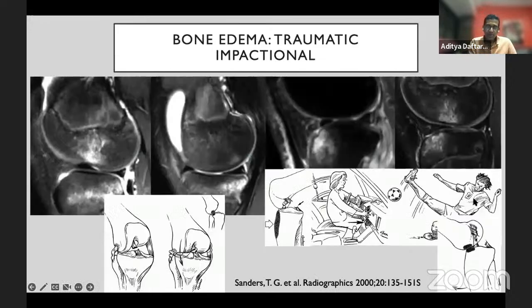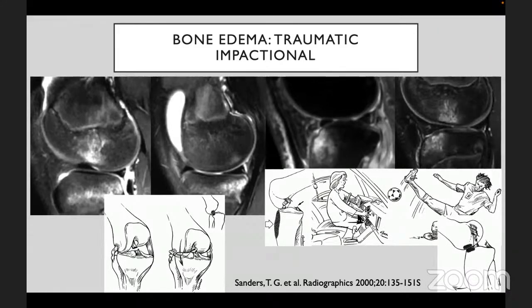So now moving on from that, the first part of the talk on ligaments, I think it's important for us to understand that whenever we see ligamentous injury, we should look for, especially in the acute setting, bone marrow edema. And bone marrow edema is particularly important because it sets the tone for you trying to understand the biomechanics of what injury you're dealing with.